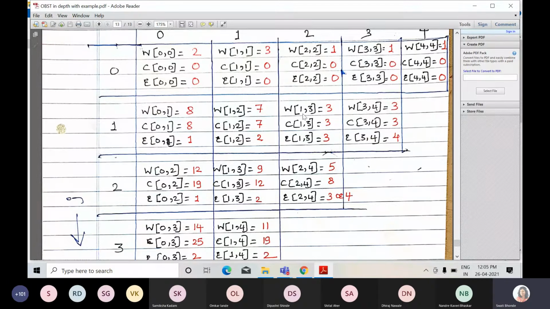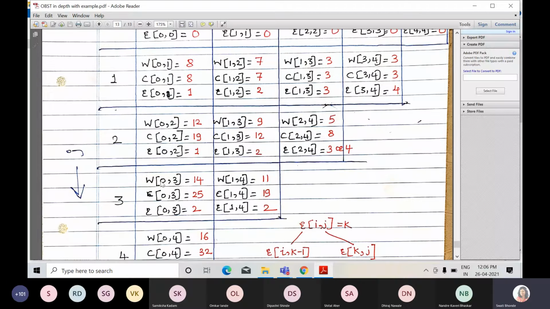Likewise, in row number 1 we write all the i comma j pairs for which the difference is 1. What is there in row number 2? In row number 2 we write all i comma j pairs for which the difference is 2. So 2 minus 0 is 2, 3 minus 1 is 2, and 4 minus 2 is also 2. In the third row, we write all the pairs for which the difference is 3. So 3 minus 0 gives you 3, and 4 minus 1 also gives you 3.